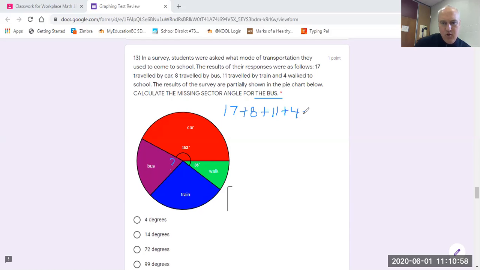Now, obviously we can use a calculator for this, but if we quickly do this in our head, 17 plus 8 is 25, plus 11 would be 36, plus 4. So the total would be 40 people that we surveyed. Now what we're specifically focusing on here is the bus. So we see that 8 people traveled by bus. So 8 out of the 40 people said that they traveled by bus, or 8 out of 40.